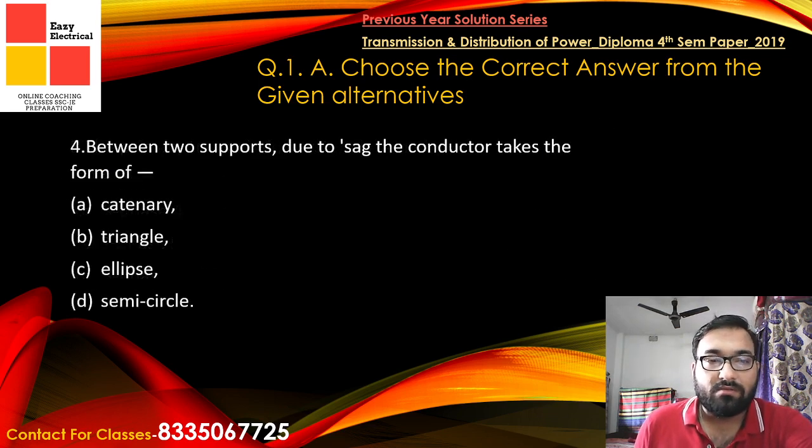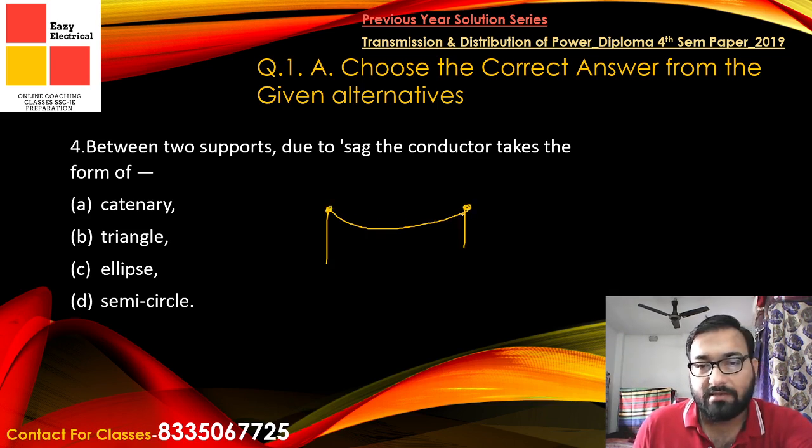Now coming to the next question: between the two supports, the sag in the conductor takes place in the form of what? We all know that whenever there are two poles and we take the conductor from one pole to the other pole, a sag is observed. This specific shape of the conductor we call a catenary.